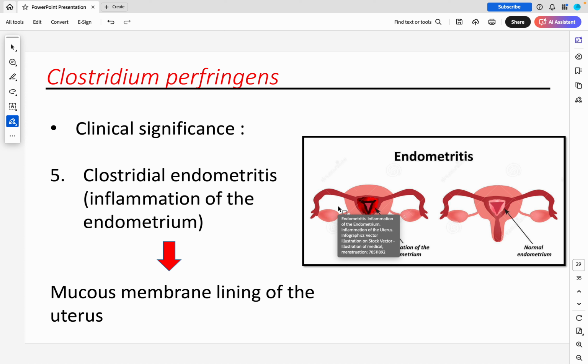For females, there is clostridial endometritis, the inflammation of the endometrium, the lining of the primary female reproductive organ, the uterus. Primarily what's being affected is the mucous membrane lining the uterus for clostridial endometritis.